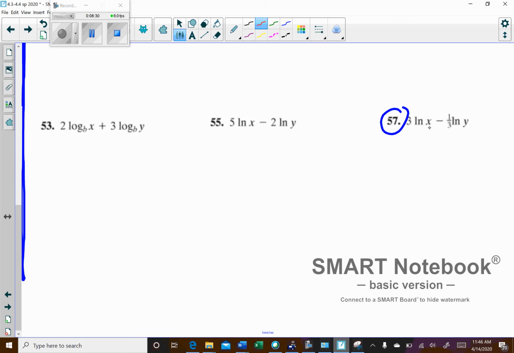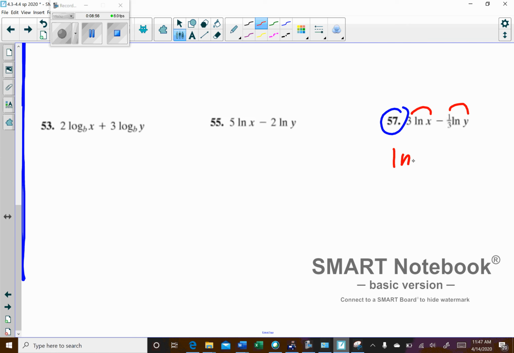So we have 3 times the natural log of x minus 1/3 times the natural log of y. So what we're going to do is we're doing the opposite now. We're going to take something that's been expanded and we're going to condense it. And in our last section, 4.4, you'll begin to see how this stuff can be useful. So this kind of stuff's going to help us solve problems in our last section of this unit.